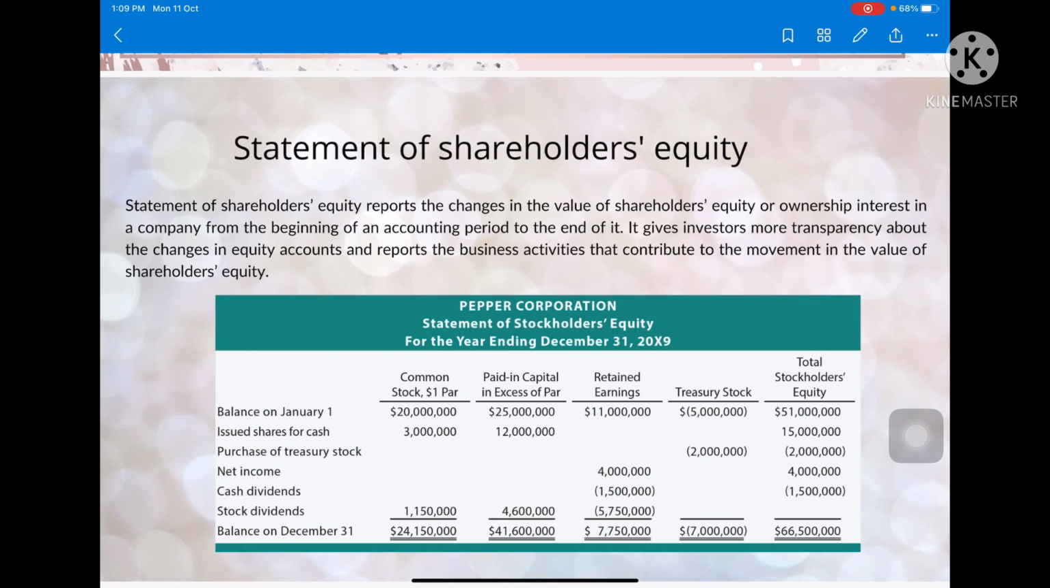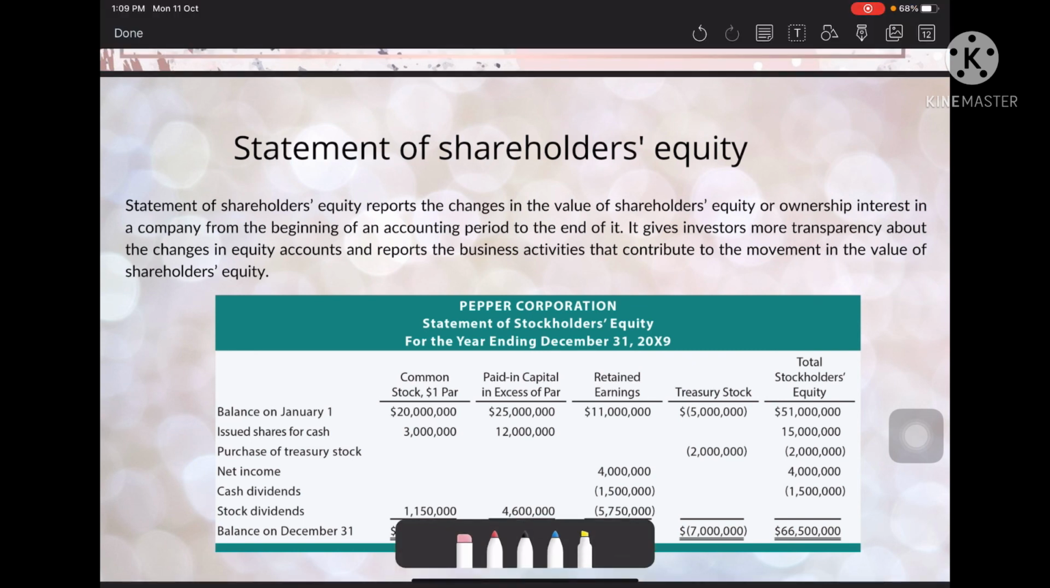Alright, and then the last but not least is the statement of shareholders' equity. Alright, so the statement of shareholders' equity reports the changes in the value of shareholders' equity or ownership interest in the company from the beginning of the accounting period to the end of it. So it gives investors more transparency about the changes in equity accounts and reports the business activities that contribute to the movement in the value of the shareholders' equity. So dekat bawah ni adalah the example of the statement of shareholders' equity.